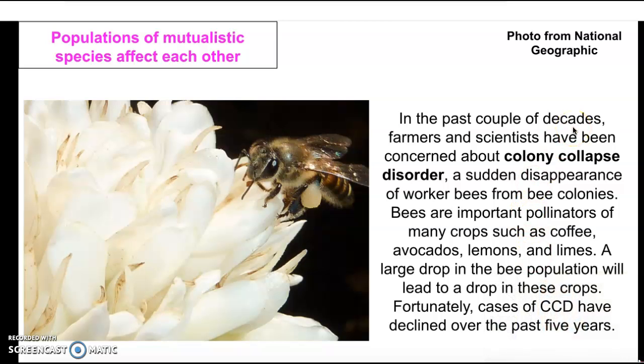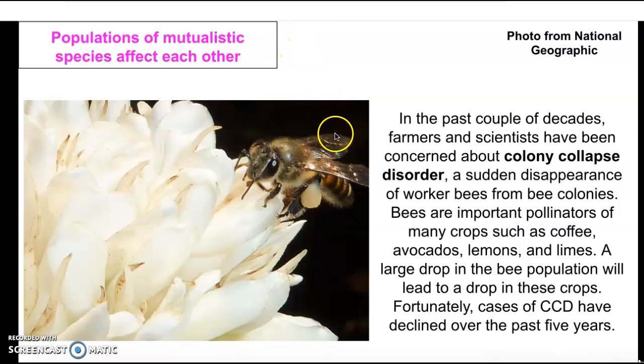Another example of how one population can affect another. The previous example with the hare and the lynx was predation or predator-prey. Well, mutualism, that's when two species help each other. The population of one species is going to affect the population of its mutualistic species as well.